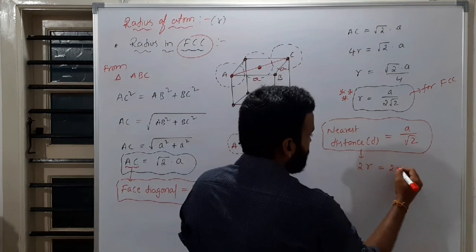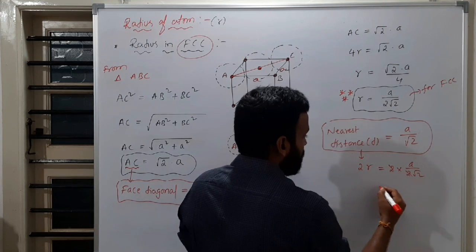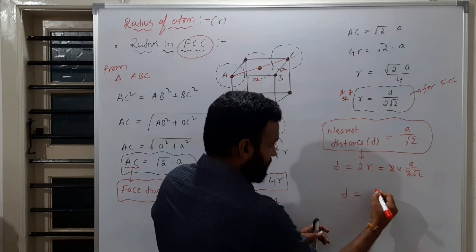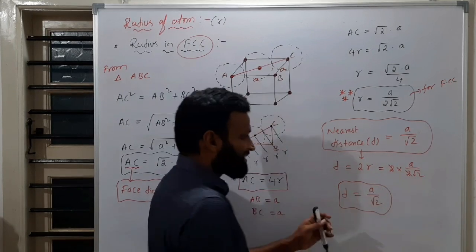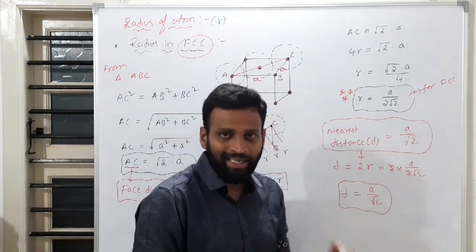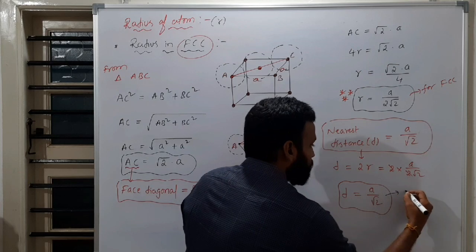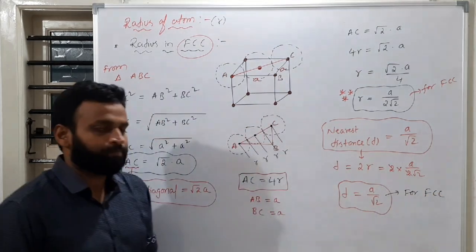So that means 2 into A by 2 root 2. The 2 cancels. So what is the nearest distance? Therefore, nearest distance D is equals to A by root 2. Nearest distance of atoms in FCC is A by root 2. This is for whom? For face-centered cubic.